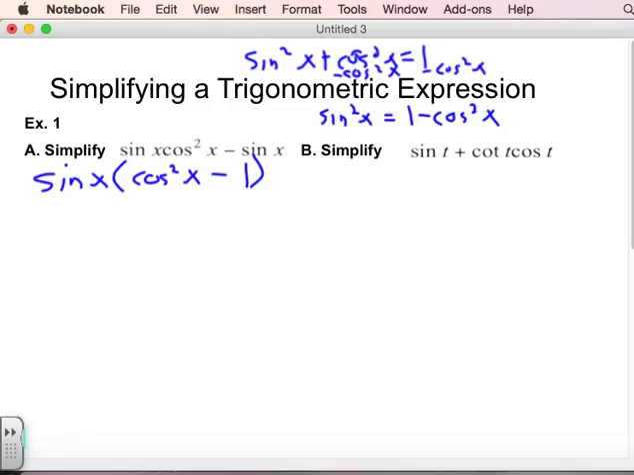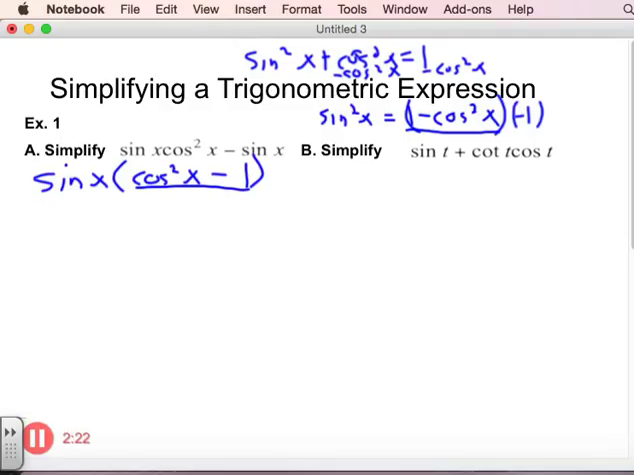So that looks very similar to this, except the terms are switched. Instead of cosine squared minus 1, it's 1 minus cosine squared. So what you can do is substitute this right here, as long as you make it negative. If we took this and multiplied it by a negative, that's going to change the 1 to a minus 1 and the negative cosine squared to a positive cosine squared. So we can exchange those as long as we put a negative in front of it.